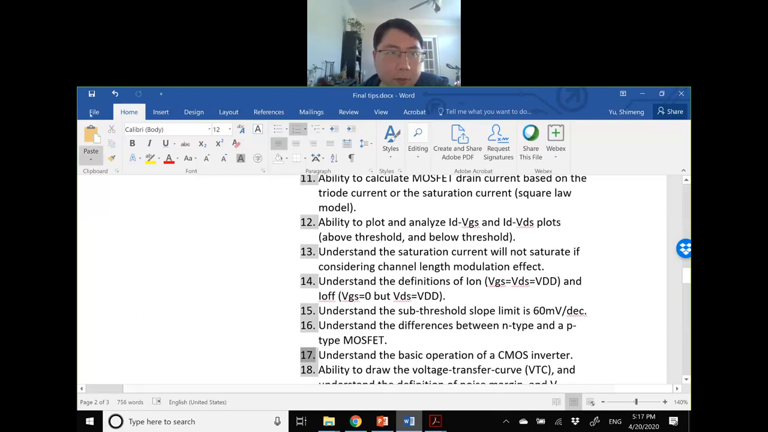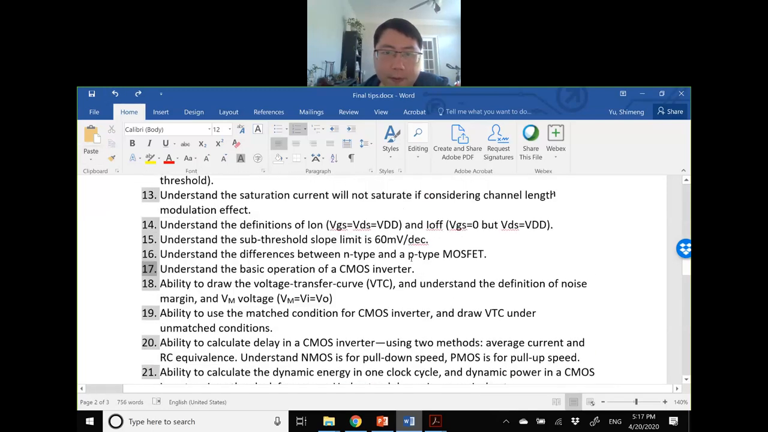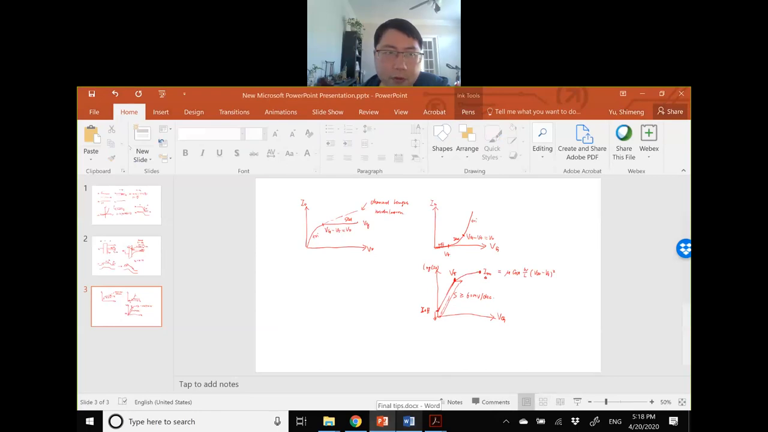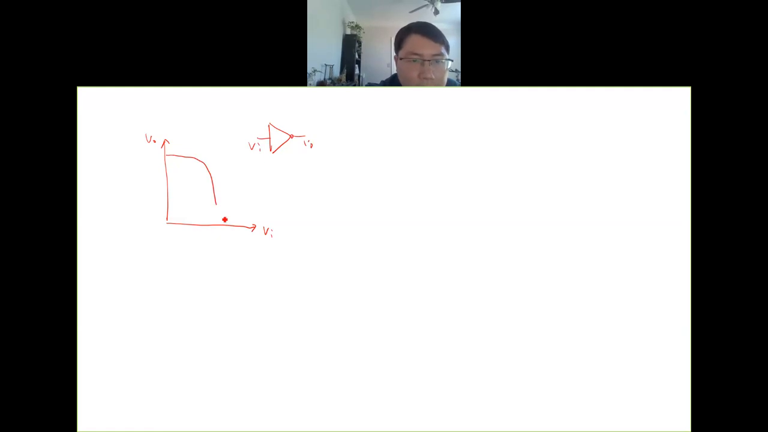So we talk about the CMOS inverter. And for the CMOS inverter, the first thing is the voltage transfer curve, and understand the noise margin and the VM voltage. So we need to think about the VTC, voltage transfer curve, input voltage and output voltage. So for the inverter, you have input voltage and output voltage, and we have this kind of transfer curve.